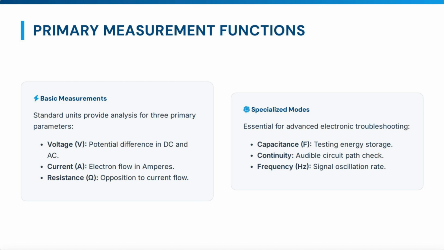Specialized modes. Capacitance, F, tests energy storage capacity. Continuity provides an audible check for a complete circuit path. Frequency, Hz, measures the signal oscillation rate.